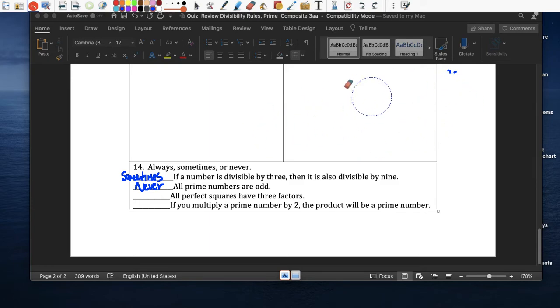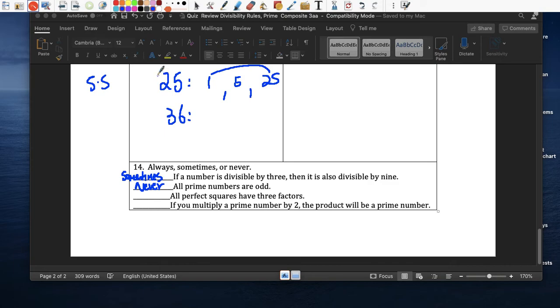All perfect squares have 3 factors. So let's look at a few perfect squares, not all of them. Let's pick 25. Let's list the factors. 1 and 25, and then 5 and 5, or just 5, right? So how many factors? 3 factors. Let's pick another one, 36. 25 is 5 times 5, so that's a perfect square. 36, is 36 a perfect square? Yes, it is, because 6 times 6. So does 36 have only 3 factors? Well, it has 1 and 36. It has 2 and 18. It has 3 and 12. It's 4 and 9 and 6.